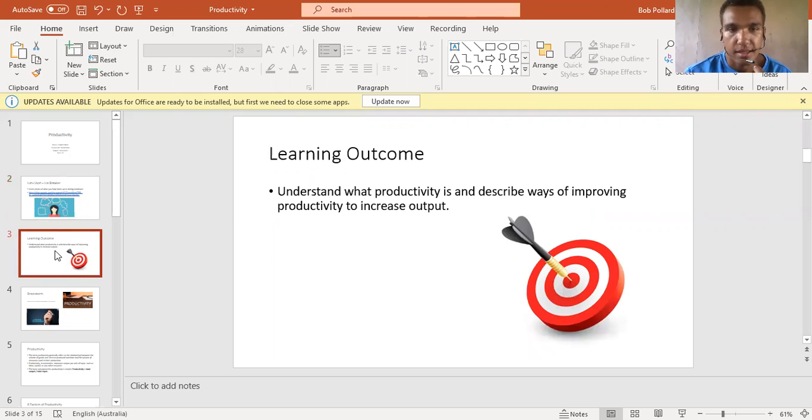For today's class, today's learning outcome is that you will understand what productivity is and describe ways of improving productivity to increase output. We'll brainstorm more about this in the next slide.